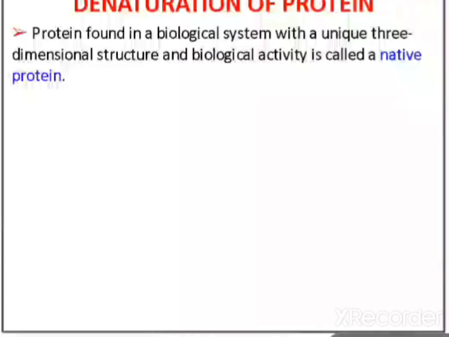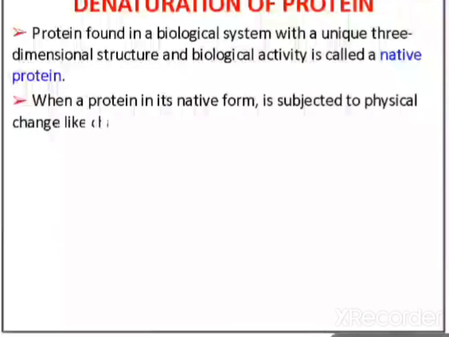The properties of protein are due to the structure of protein. Properties of protein depend on the structure of protein. If you change the structure, then the properties will be lost. The protein will be there, but the properties will be lost. So we can say the property of protein is due to its three-dimensional structure and biological activity. So this is the native protein.